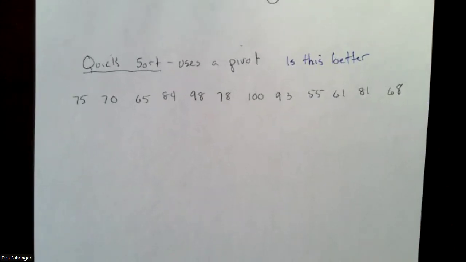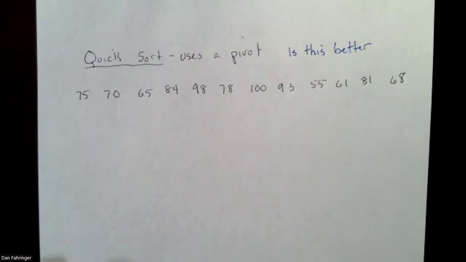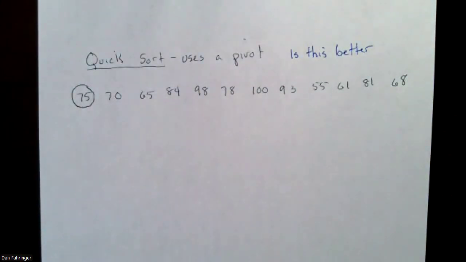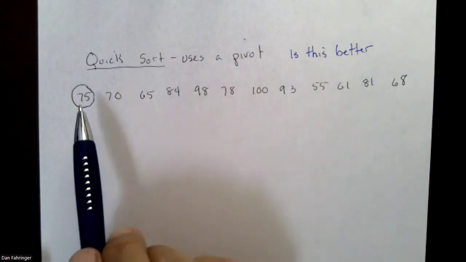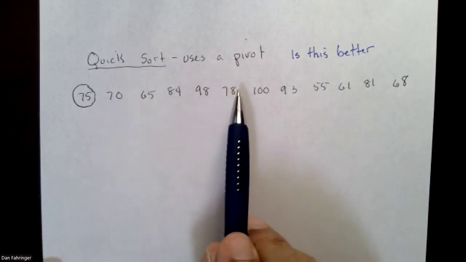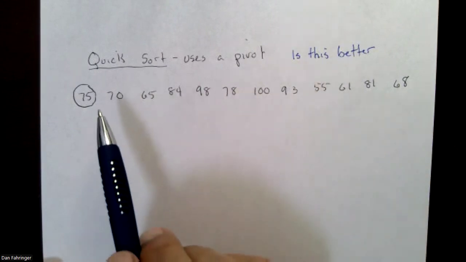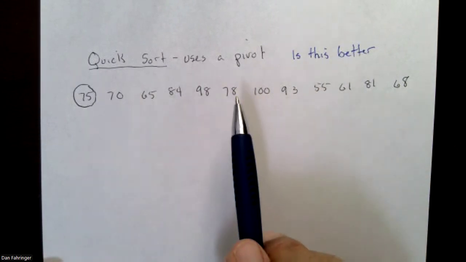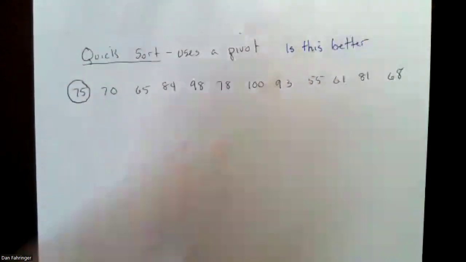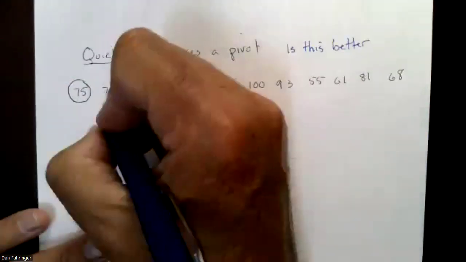Okay, so we start out, we have a pivot. Here is our pivot. What I'm going to do is, all the numbers less than the pivot are going to be to the left of a certain spot. All of the numbers bigger than the pivot are going to be to the right of that same certain spot. So I'm going to start from the left and work my way right.